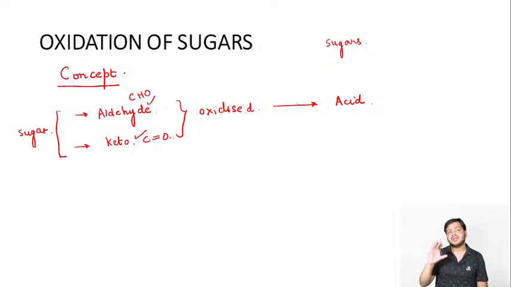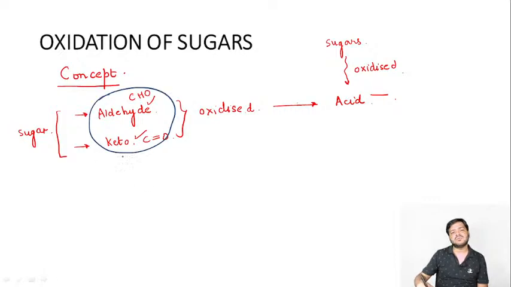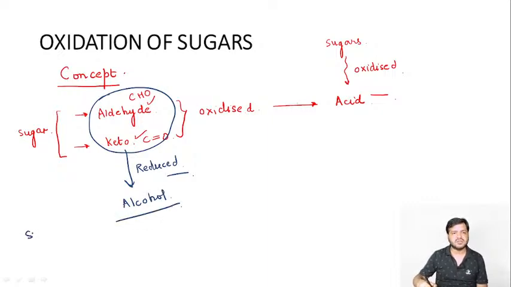So what is happening is that these functional groups, these sugars, whenever they are oxidized, will lead to the formation of acid. Now, on the other hand, one more concept: if these both compounds are reduced, then it will lead to the formation of alcohol.